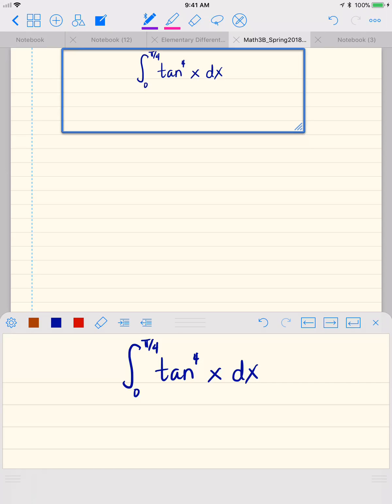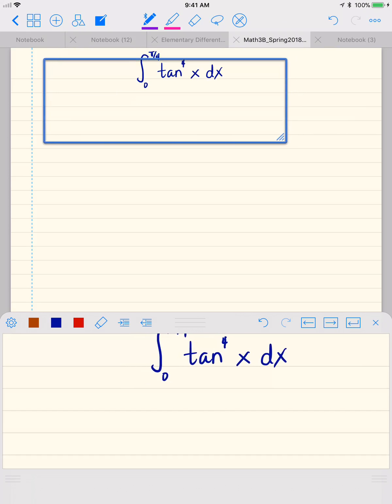Okay, so let's get started with this example. What I want to do is show you how this example works and then use that to explain in general how to deal with an integral where the power of secant is 0 and the power of tangent is even.